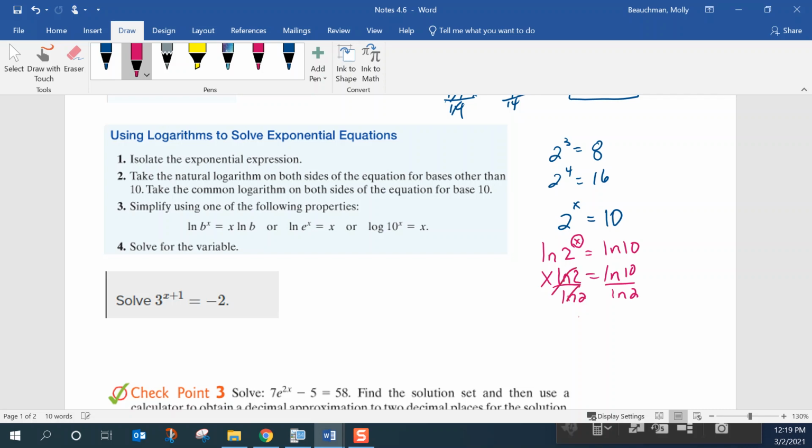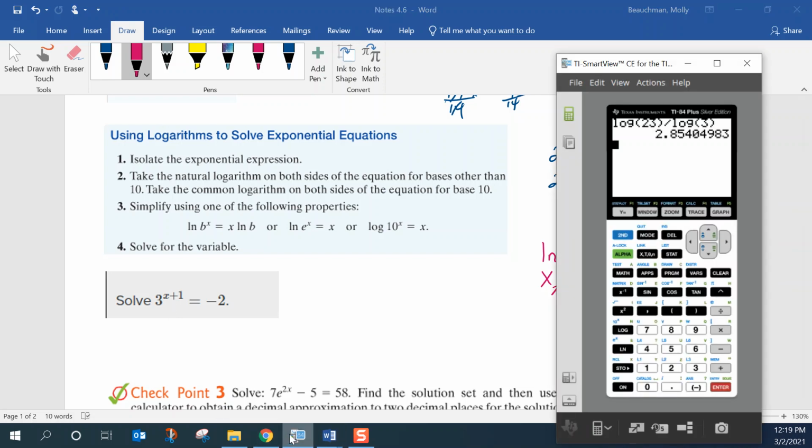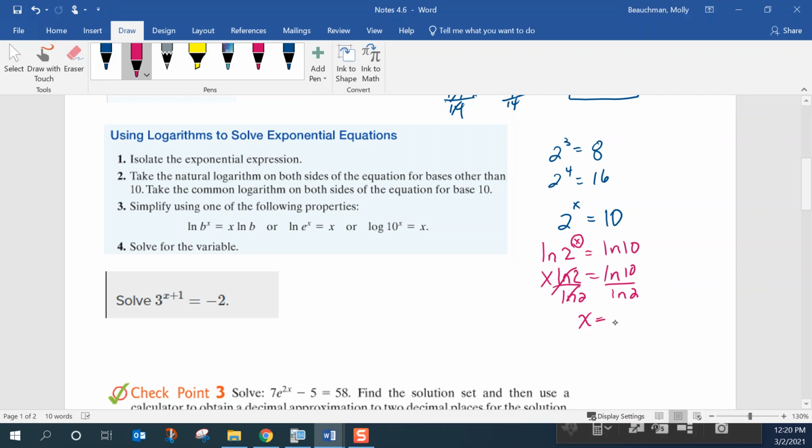From here, we put it in the calculator, natural log of 10 divided by the natural log of 2. Remember to put your parentheses in. And we end up with about 3.322 if you go to 3 decimal places. So logarithms allow us to solve problems that have variables in the exponent.